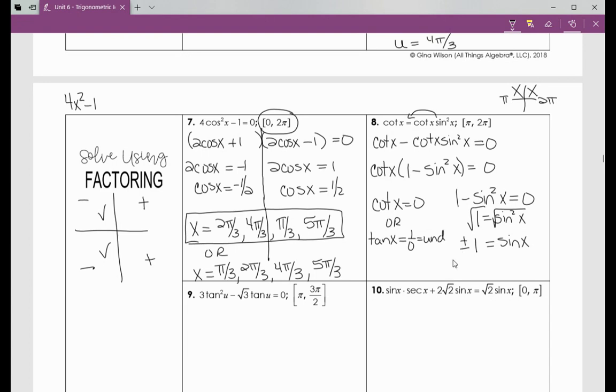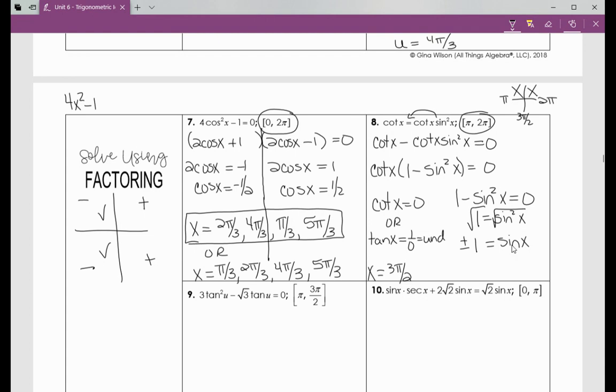Now, there are 2 places on the unit circle where tangent is undefined, and that is 3 pi over 2 and pi over 2. But since pi over 2 is not in my interval for this problem, I can't use pi over 2. So my first value would be 3 pi over 2, because that is the angle within the interval I'm allowed that represents a spot where tangent is undefined.